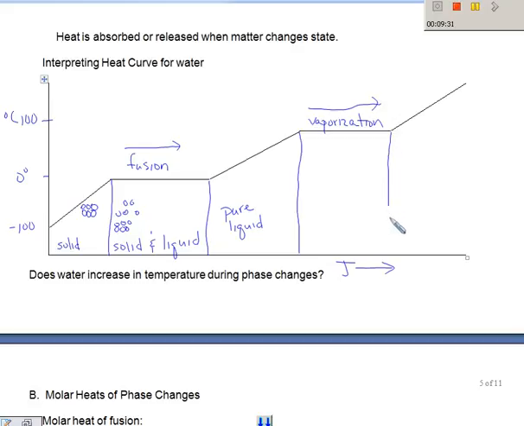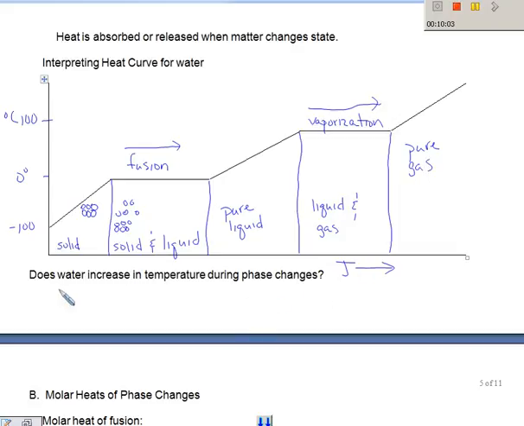So let's draw another straight line down. In this area here, we have liquid and gas phase present. So we will continue at 100 degrees C with no temperature increase until all of the liquid has converted to gas. And at this point here, we'll have pure gas, and the gas will begin to heat up. So this region here is pure gas.